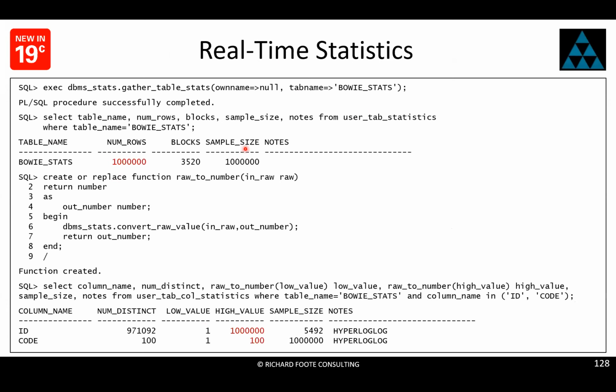Now I've got statistics. So what I'm going to do is just note that currently I've got 100,000 rows in my data. Note that the min and max values I've got for my two columns are between 1 and 1 million, and 1 to 100 for code. They're my min and max values.